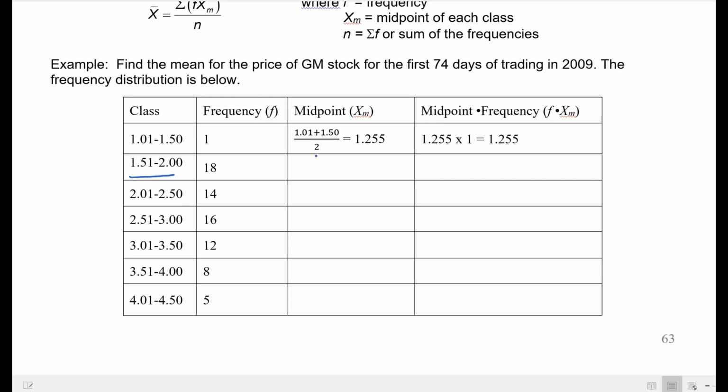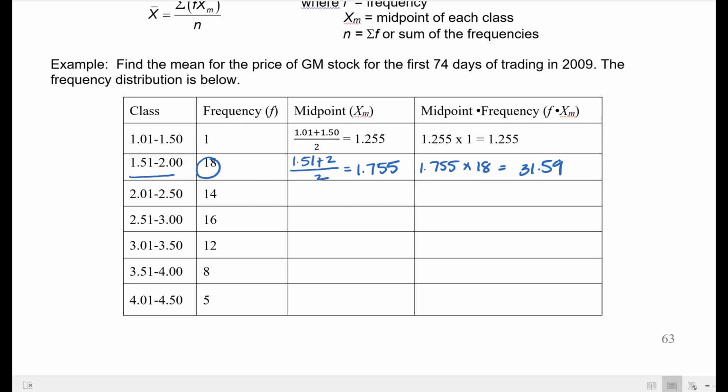So the class is here, 1.51 plus 2 divided by 2. We're always dividing by 2. We're taking the two values, adding them together, and dividing by 2 to find the middle, and we get 1.755. Okay, and we have 18 of those. So notice the frequency. There are 18 of those numbers in between that range. So we're going to take 1.755 times 18 is 31.59.